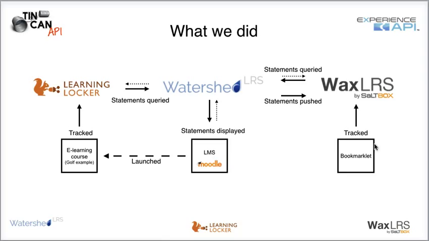At the same time, we're using a bookmarklet that the learner can use to track informal learning websites that they visit. That's tracked to Wax LRS, and again the statements are pulled from Wax into Watershed, and they're displayed on Moodle as well. But in this case, we've set up a two-way link between these two LRSs, so any statements in Watershed are also sent to Wax, which means that statements from the golf course go into Learning Locker, into Watershed, and then on into Wax.